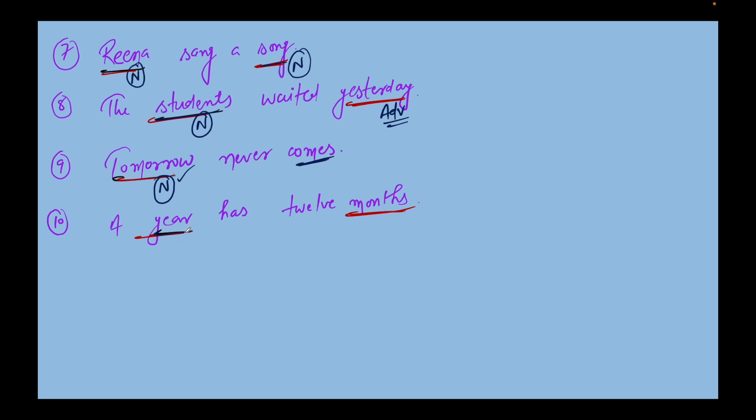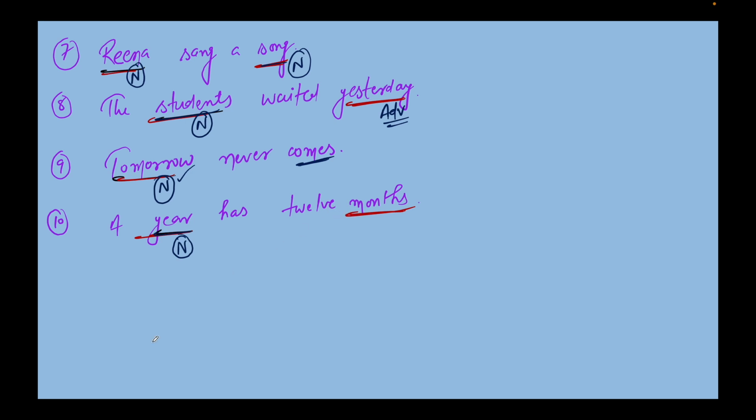What about a year? What has 12 months? A year. So it is giving the answer of what? Then it will be known as a noun. Okay.